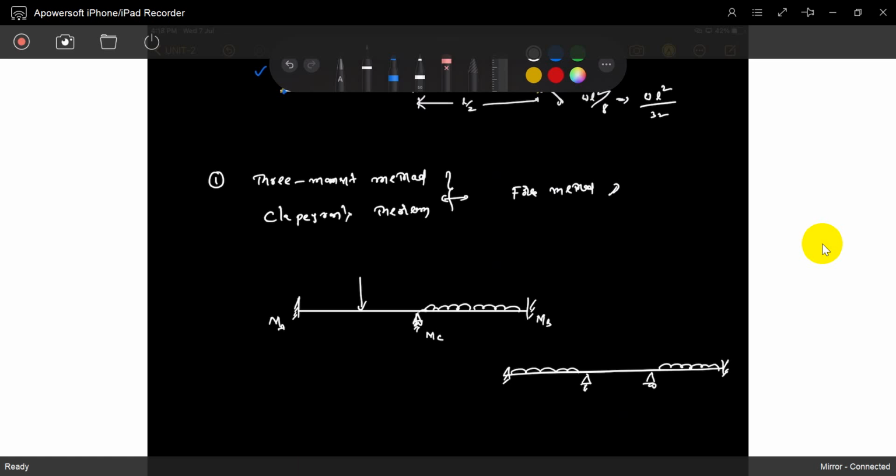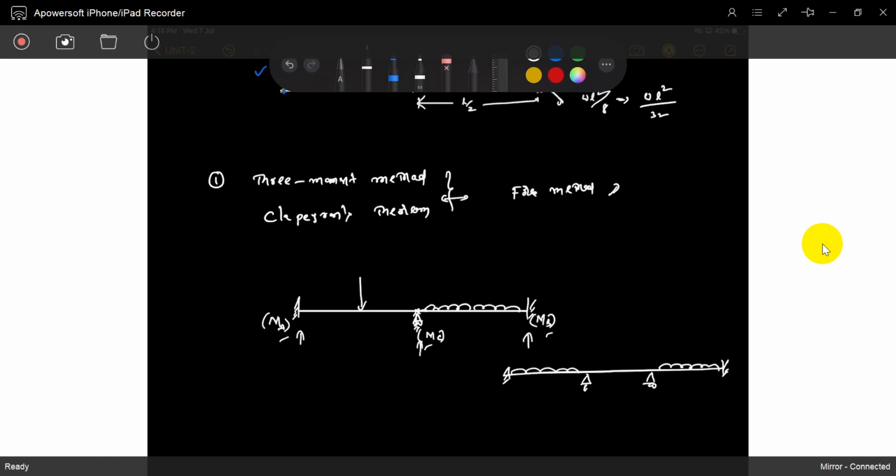If you find the moments, then the reactions can be found directly by the equilibrium equations, Fy equals 0 and moment equals 0. So I want to find these moments MA, MB and MC. If you find the moments MA, MB and MC, not the reactions, then you can easily find the reactions later using those equilibrium equations. So first you have to find the fixed end moments, and also the fixed joint moment. C behaves as a fixed joint.